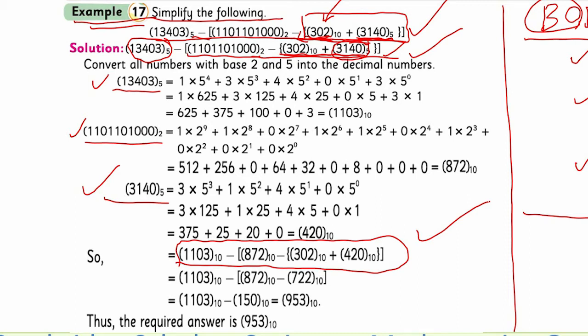First of all, we'll convert all the numbers with base 2 and 5 into decimal numbers. When we converted this number 13403 with base 5 into base 10, we have this result, 1103 with base 10. When we convert this second number, the binary number, into the base 10 number system, we have this result.